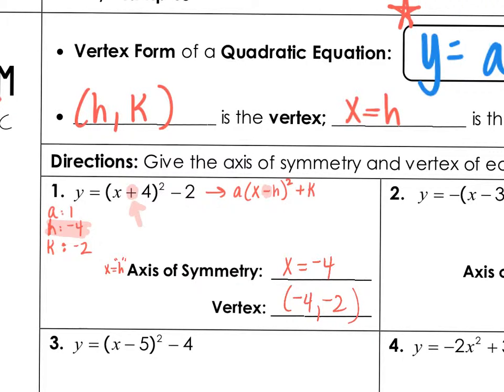Remember, the axis of symmetry is x equals h. We don't have to do negative b over 2a because it's not in standard form, it's in vertex form. So x equals h is my axis of symmetry, and h comma k is my vertex.